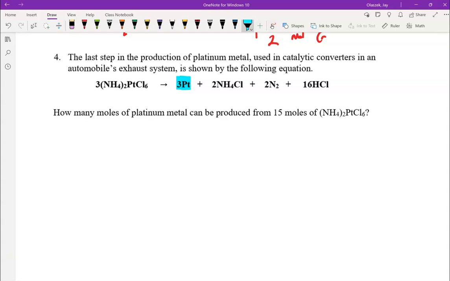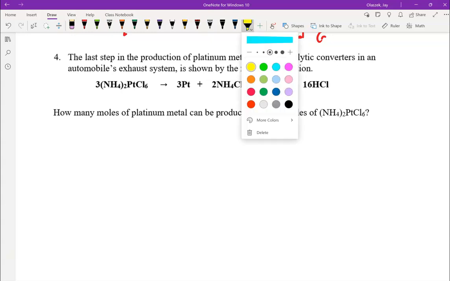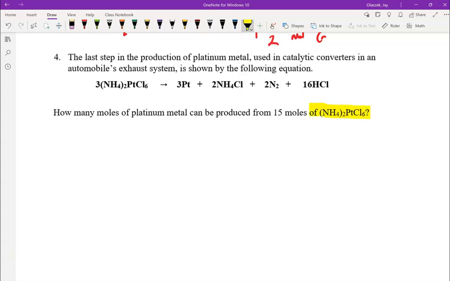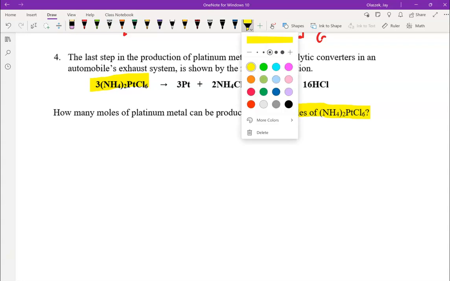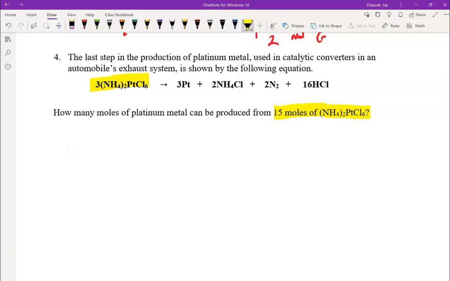So what it's asking is how many moles of platinum metal can be produced from 15 moles of this big clunky looking molecule here. And we're going to make this our known, 15 moles of this guy. Boy, good thing we don't have to calculate the mass. Well, not yet. What's the question asking for? It's asking for moles of platinum metal.